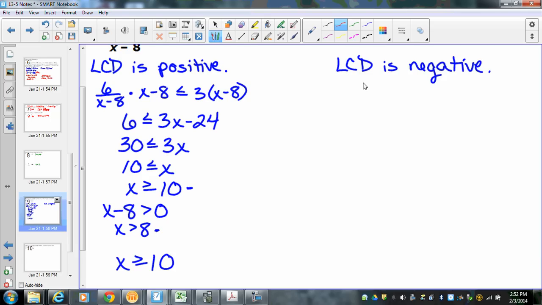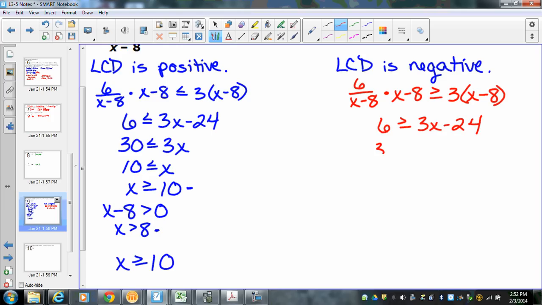So if we look at when the LCD is negative, we would work our problem the exact same way, except from the very beginning, we would know that when we were multiplying by this x minus 8, I'm multiplying by a negative value. So that would take my inequality and flip it to a greater than sign. So I would have 6 is greater than or equal to 3x minus 24. 30 is greater than or equal to 3x. 10 is greater than or equal to x. And then if we flip that over, x is less than or equal to 10.